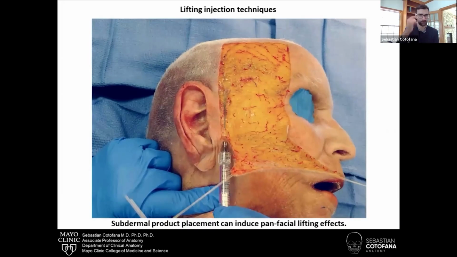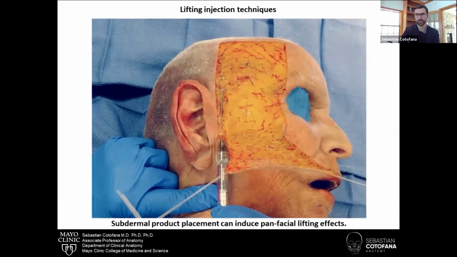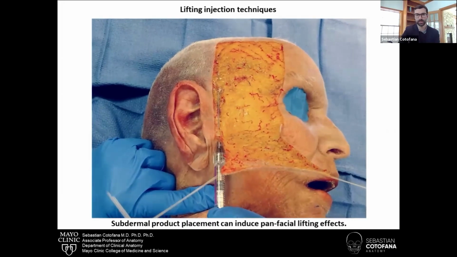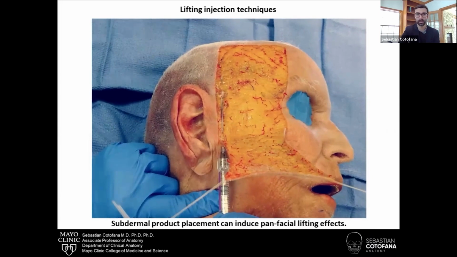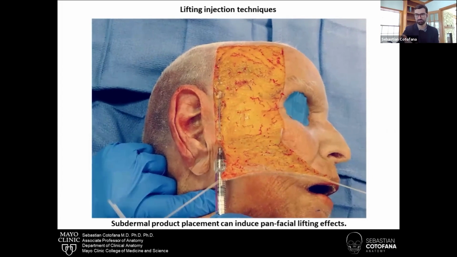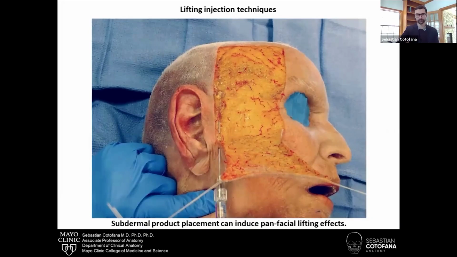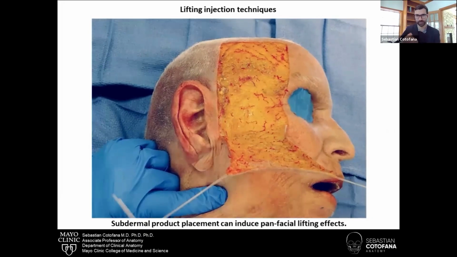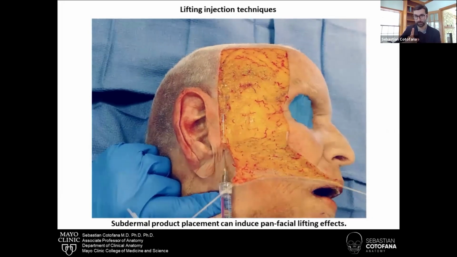You inject the bolus high up here. You might ask, will the patient not see that? No, because it's behind the hairline. And behind the hairline, no one really cares. So this is a lifting technique for the temple.